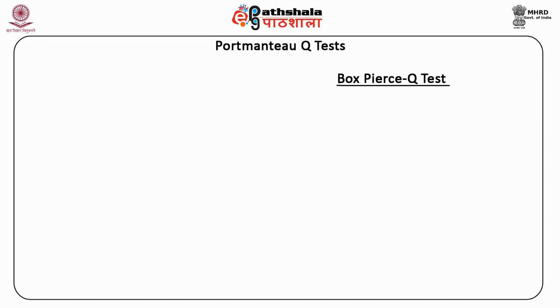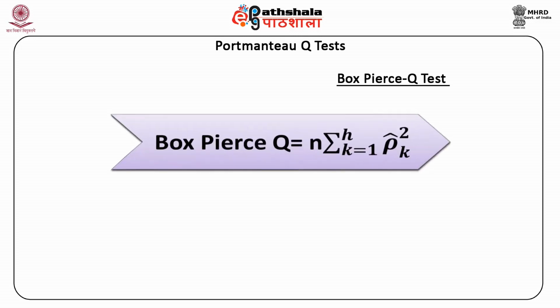Students, this test is based on the following Q statistic, which is also known as Box-Pierce Q statistic. Q is equal to n sigma rho k hat square, where the sum is over k equal to 1 to h. So n is the total number of observations and h is the maximum lag in this case.